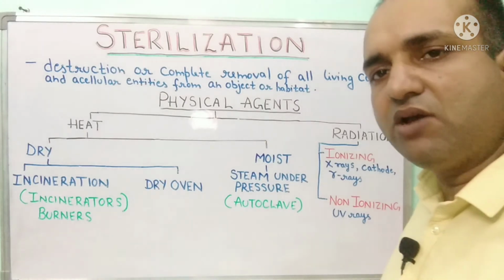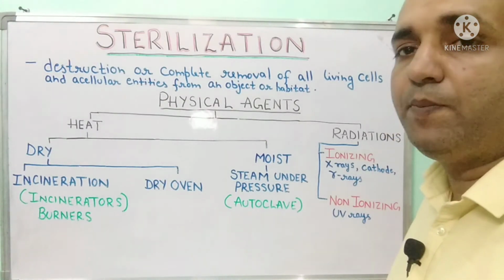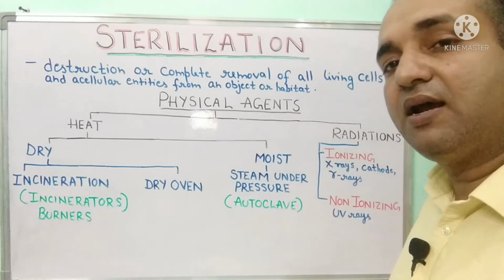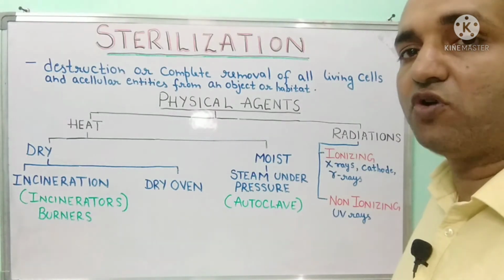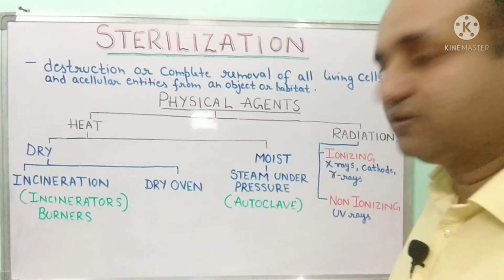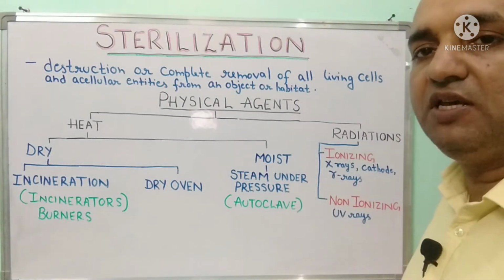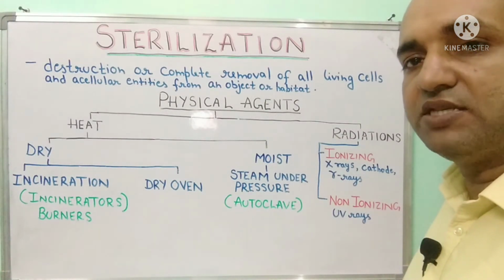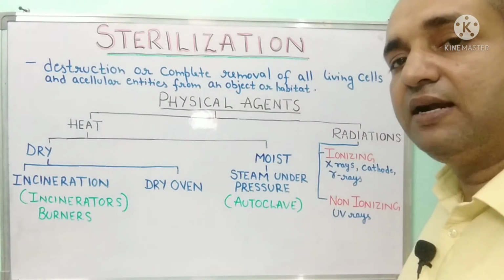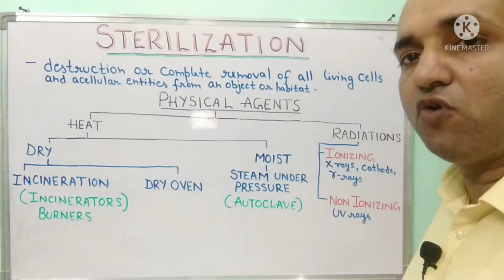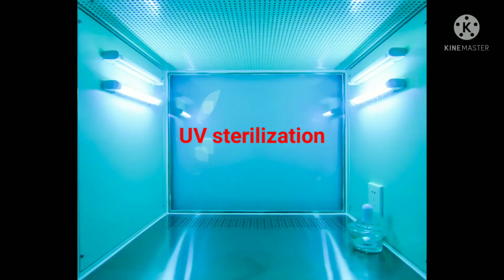On the other hand, ionizing radiations have very high penetration power and are widely used for sterilization. Gamma rays from a cobalt 60 source are most effectively used because they can widely and deeply penetrate the objects. Here we can see an example of UV sterilization where UV light is being used for the sterilization of a chamber.